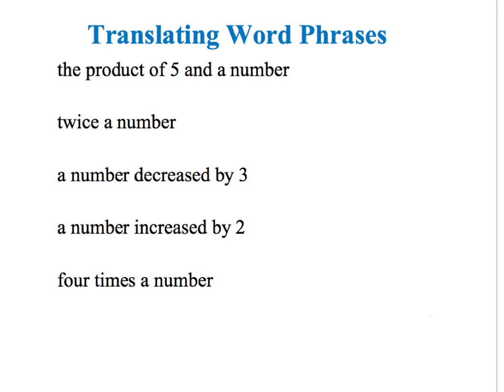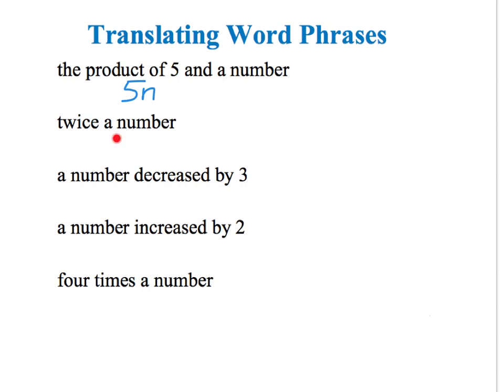So we want to take this first example, we say the product of 5 and a number. So the easiest way to write that, I usually use n for a number, but you could certainly use an x or any other letter for that matter. So I'm just going to write that as 5n, and that means that's the product of 5 and a number that we don't know the value of.